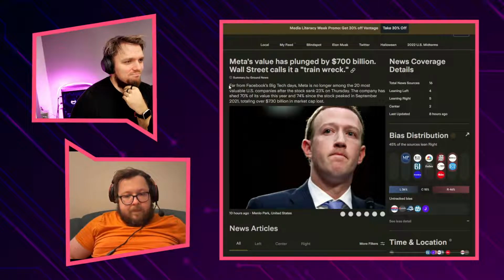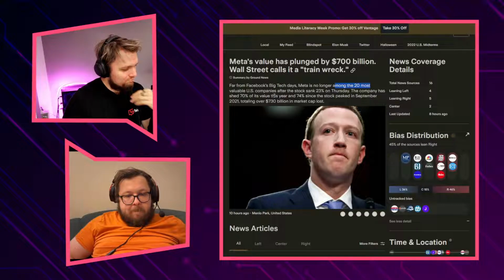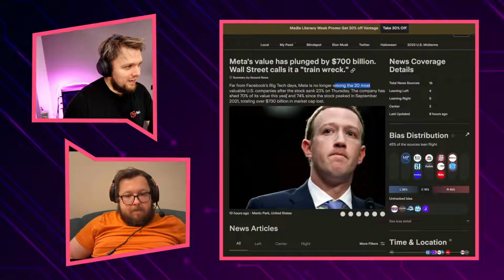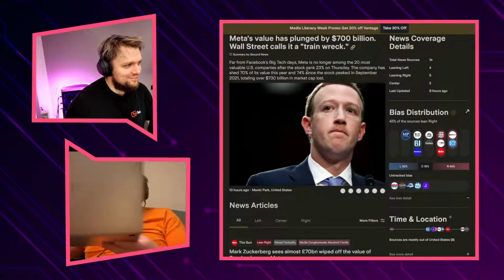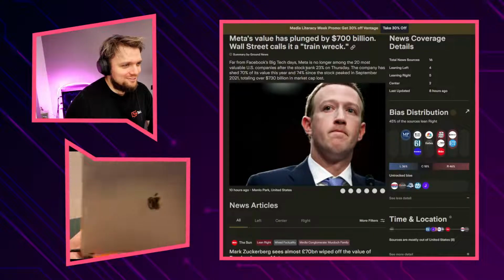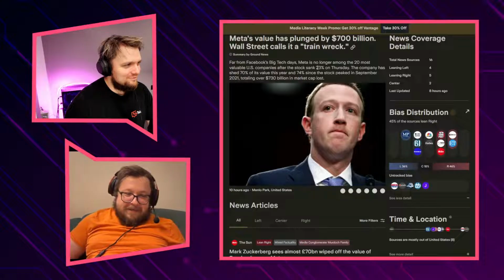And by the way, I was reading this also. Meta is no longer among the 20 most valuable US companies anymore, which is like he's basically on the street, actually begging for food right now. Like Kanye West? Oh god. I don't want to talk about him. A horrible person.